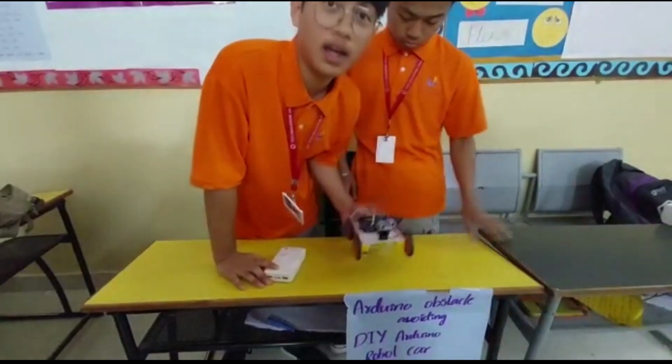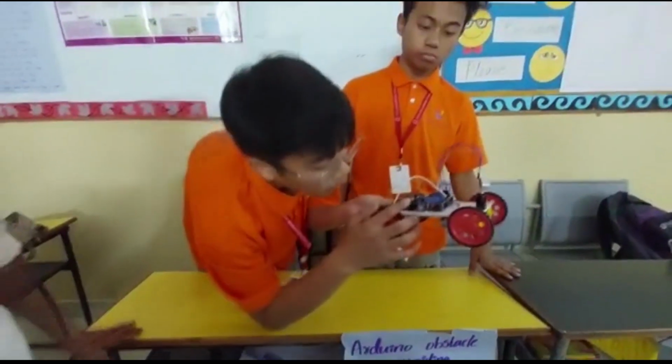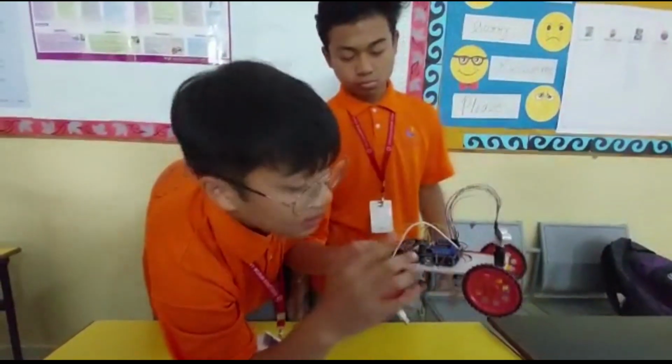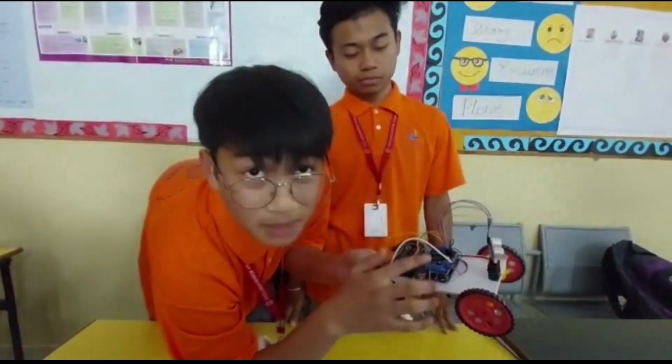I will explain how we make a car like this. If we make a car like this, we can't make it without the upper part of this board, and the lower part also. This is the main part of the car.